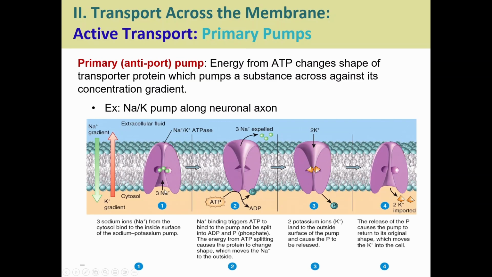So sodium enters into the pump, ATP changes the pump shape, sodium is pushed out. We're still left in that same shape, potassium comes in, we dephosphorylate, we change shape back to normal, potassium is dumped inside. So you see how we're moving two things in opposite directions, right? That's why it's an antiporter, because we're moving two things opposite of each other.